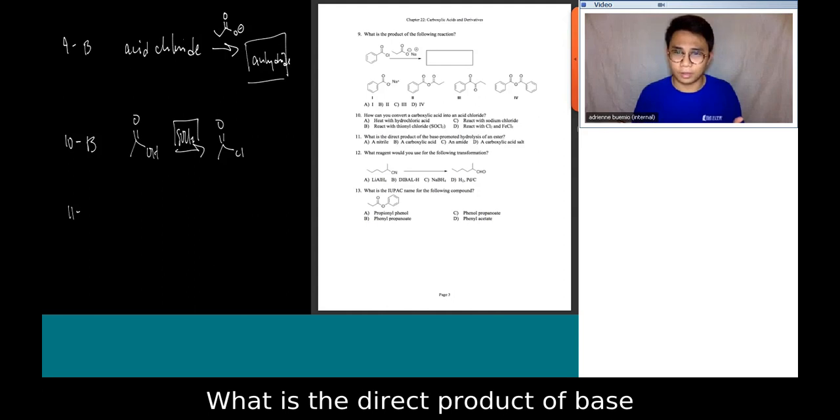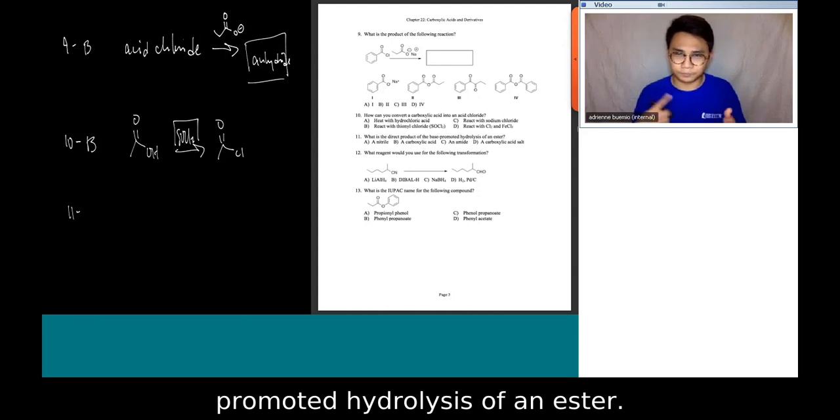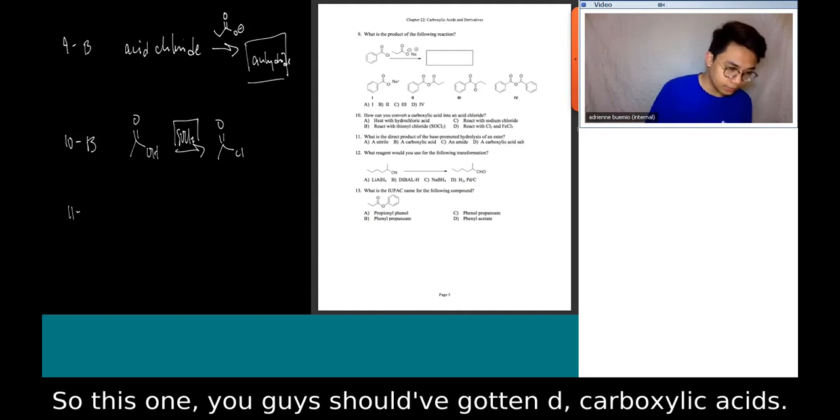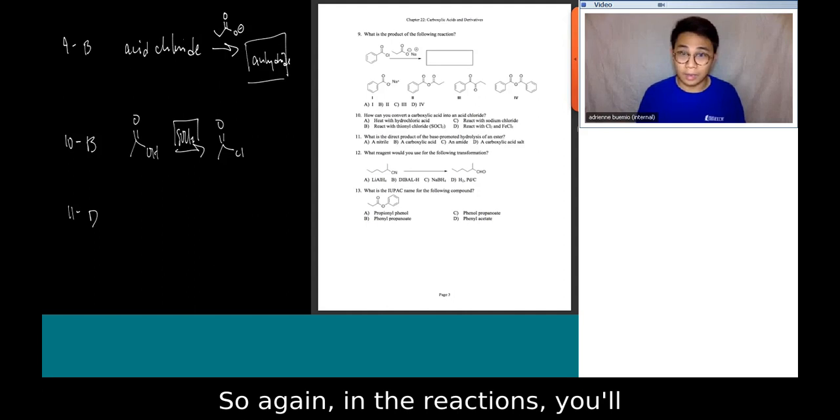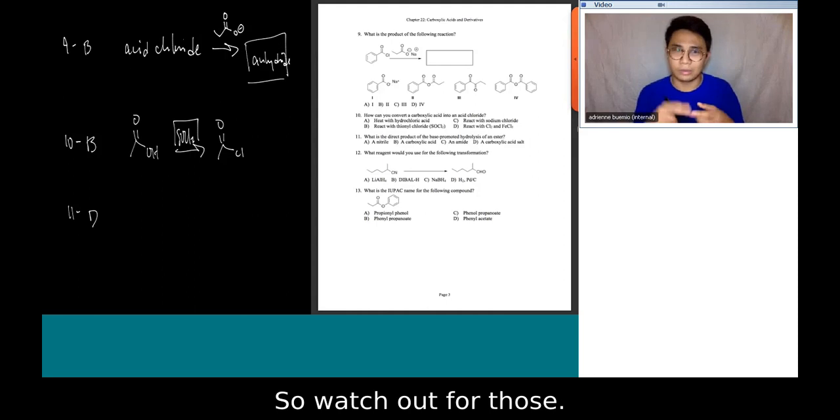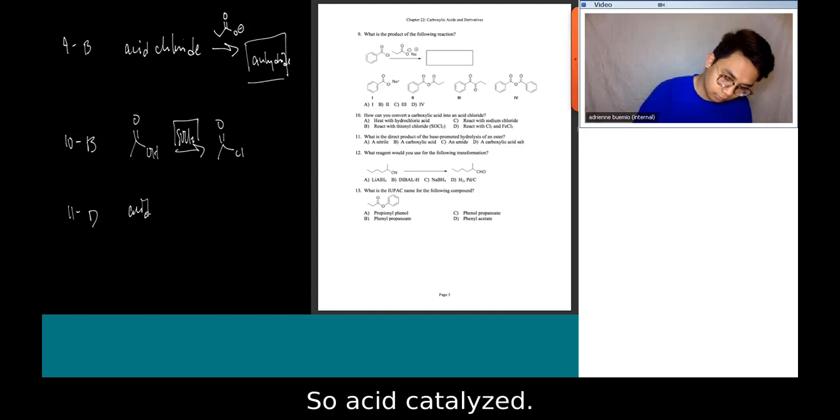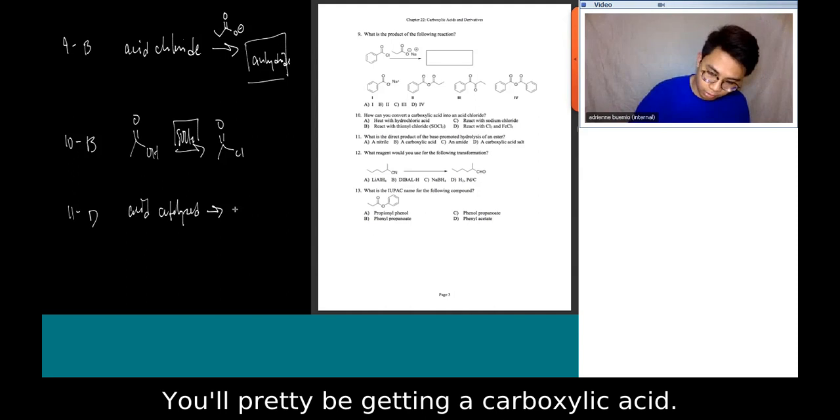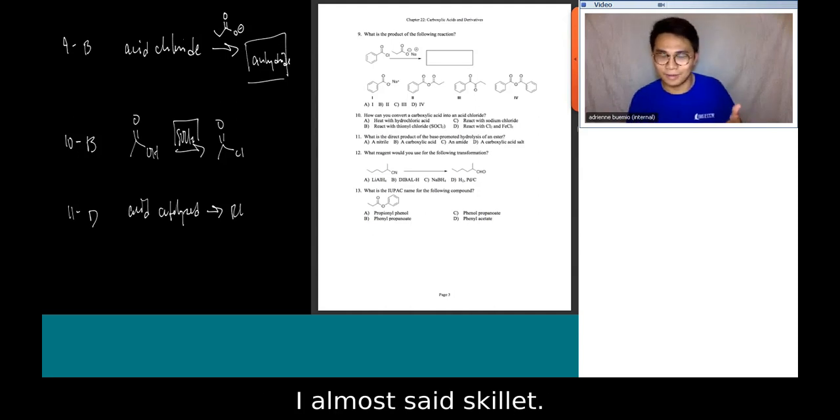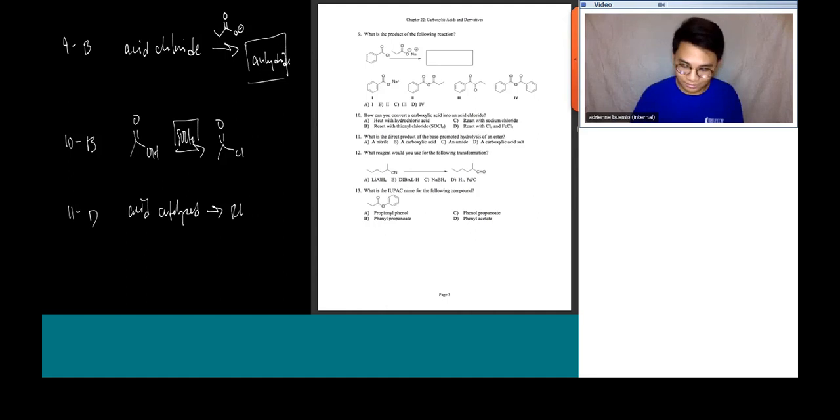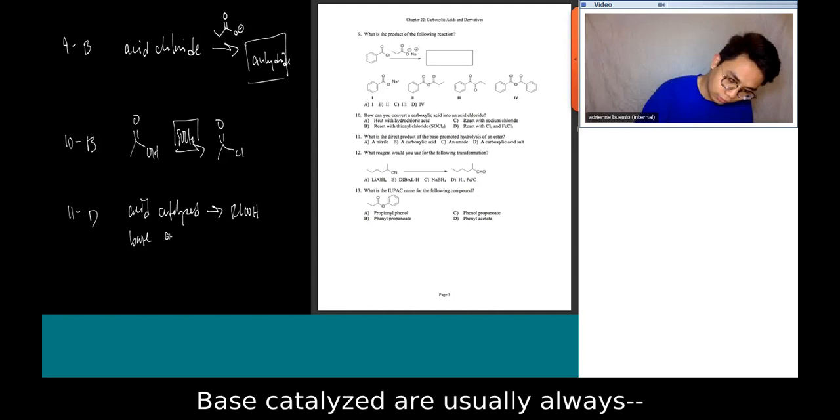Okay. 11, what is the direct product of base promoted hydrolysis of an ester? This one, you guys should have gotten D, carboxylic acid salt. So again, in the reactions, you'll have acid catalyzed and base catalyzed, so watch out for those. Acid catalyzed, you'll pretty much be getting a carboxylic acid.